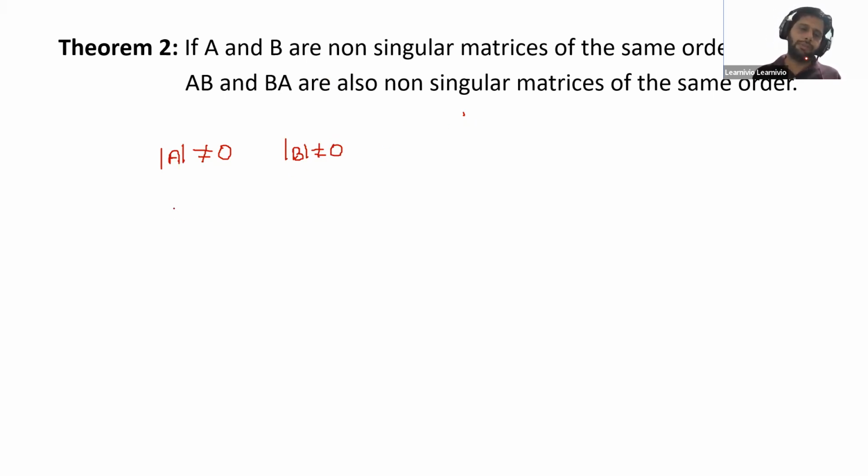So that means if you multiply AB, then its determinant is not equal to 0. If you multiply BA and find the determinant, then this is also not equal to 0. Okay, so this is the theorem. If you have two matrices and they are non-singular, and you multiply them, then the result will also be non-singular.